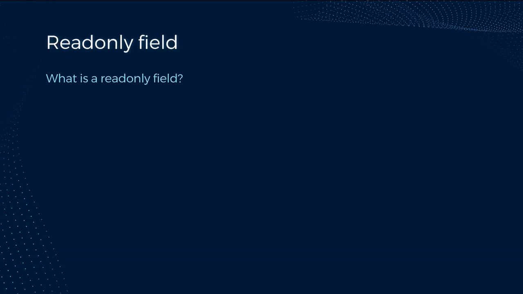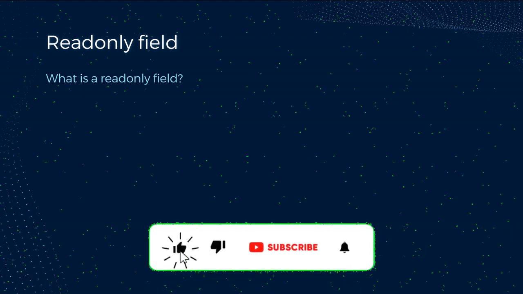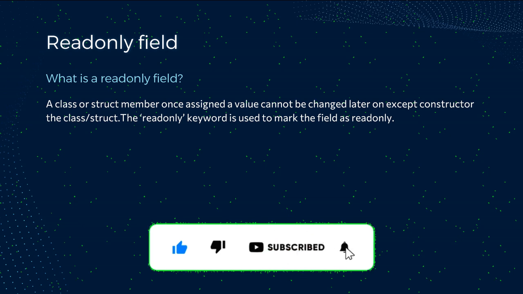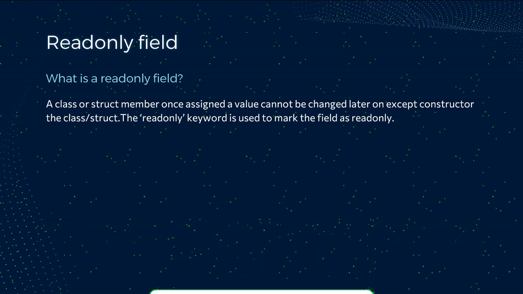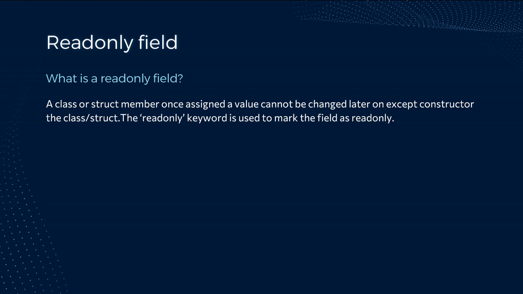Now let's talk about one more type, that is the read-only. And what is a read-only field? A class or struct member, although we have not discussed these things yet and I will be discussing them later on, but let's try to understand. A class or struct member, once assigned a value, cannot be changed later on except in the constructor. So there is a difference between constant and read-only. In constant, once you declare and assign a value, you cannot change it later on, but in the case of a read-only field, you can change it, but only in a constructor after declaring and assigning the value. That is the difference.